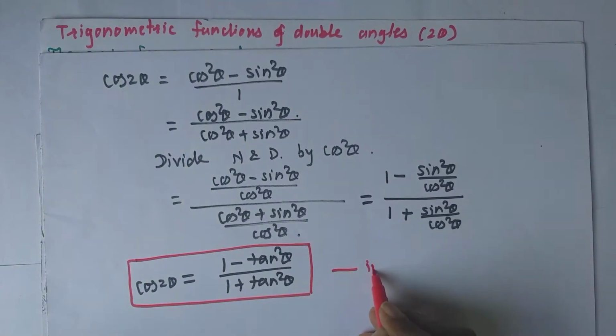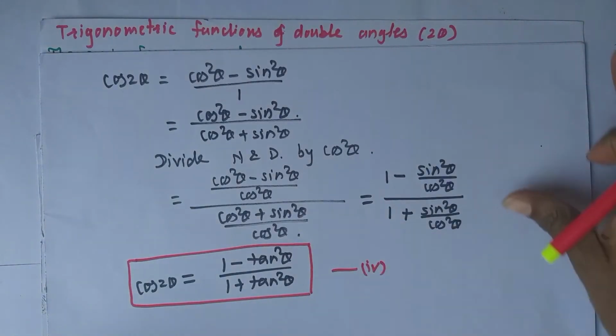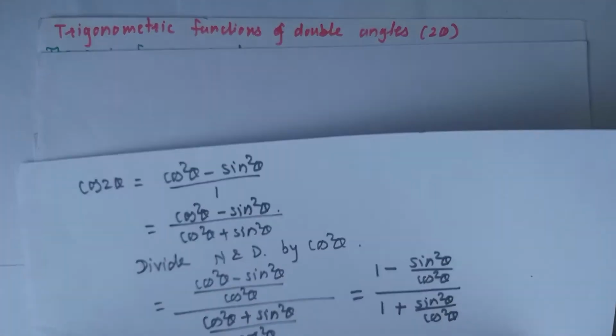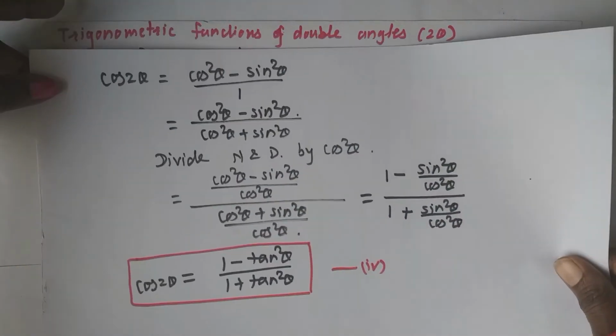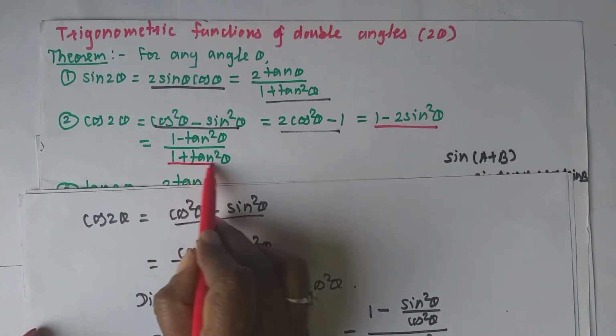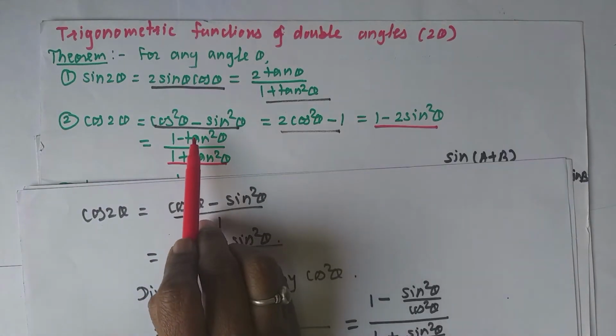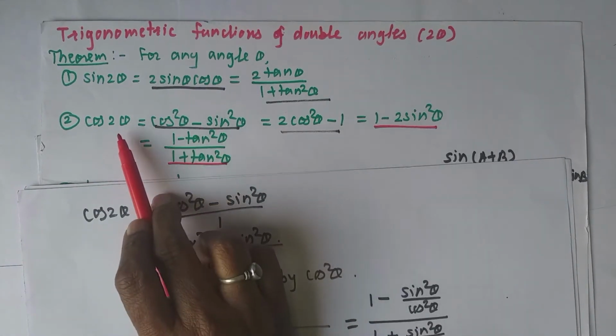This is our fourth formula. In this way we have proved our second result. See here, we have proved this second result. Means we have got all the four formulas for cos 2 theta.